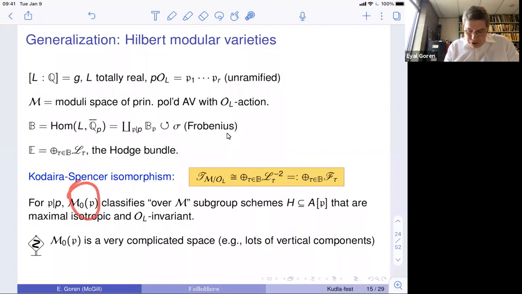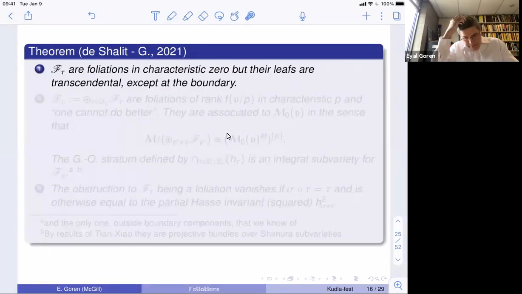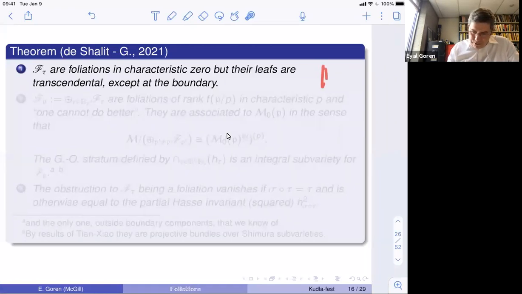So this is the definition of M_0(𝔭), of this level 𝔭. As we've seen already for surfaces, it's a very complicated space, so one would want to find tools to understand its geometry. Okay, so here's the theorem. If you did this construction in characteristic 0, you will find that those are foliations, but the leaves are transcendental except at the boundary. So in some sense, this is of less interest to me right now.